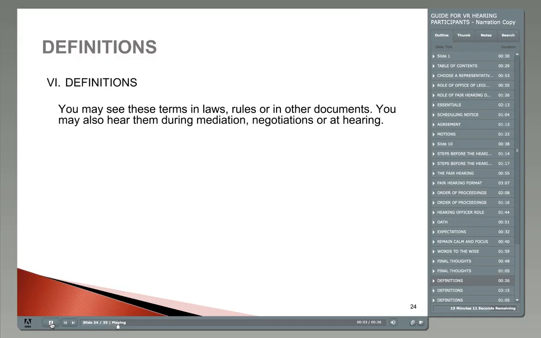So with all of that in mind, let's take a look at some definitions that may be helpful to you as you move through or encounter the hearing process. Some of them are legal terms, and some of them you'll see referenced in rules or documents. You can hear them during mediation, negotiations, or at a hearing. It's just helpful to know what some of this stuff means.